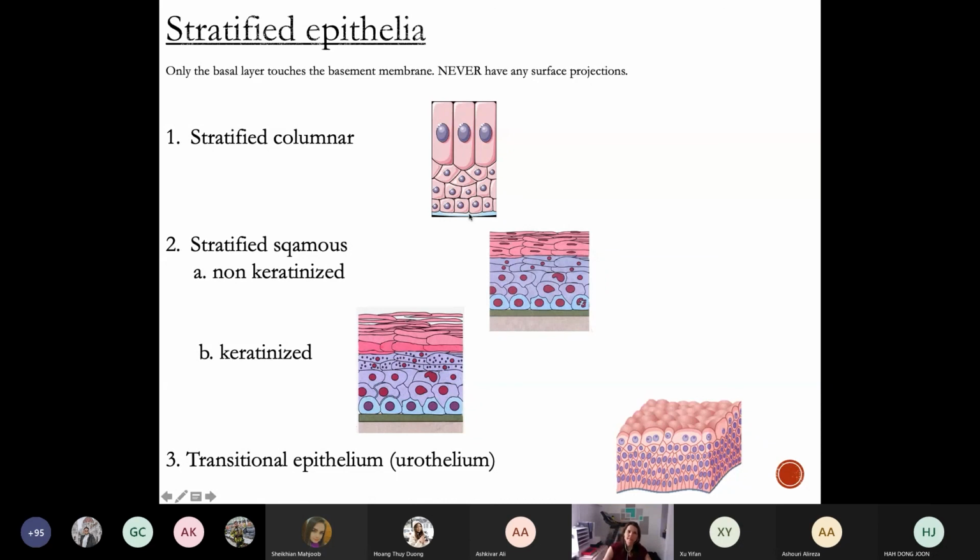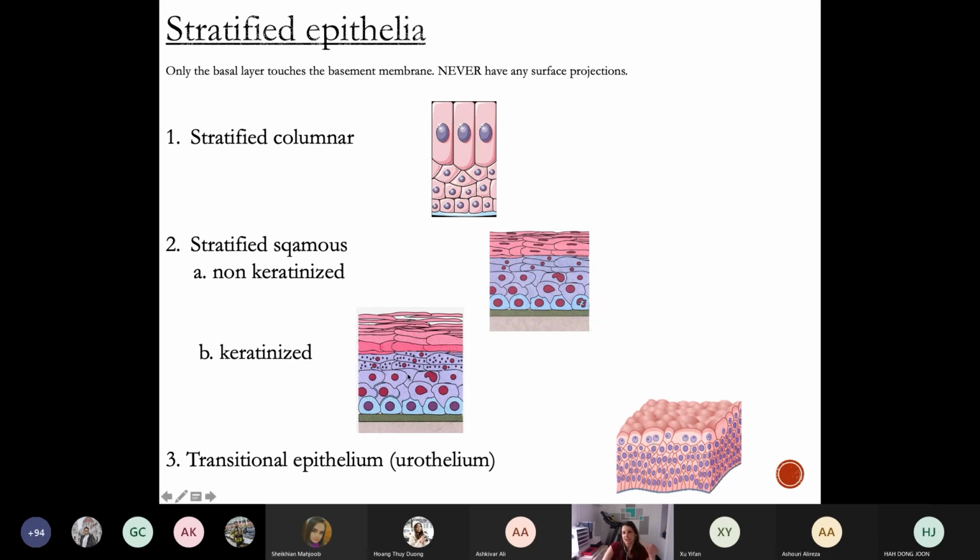The different types of stratified epithelia can be distinguished when you take a look at the uppermost layer, and the shape of the uppermost layer will define the stratified epithelia. If the uppermost layer has columnar cells, then it's a stratified columnar epithelium. If it has squamous cells, then it would be a stratified squamous epithelium. And there is a third type called the transitional epithelium, where the uppermost cells could be either flat or cuboidal. This is a very special type of epithelium.